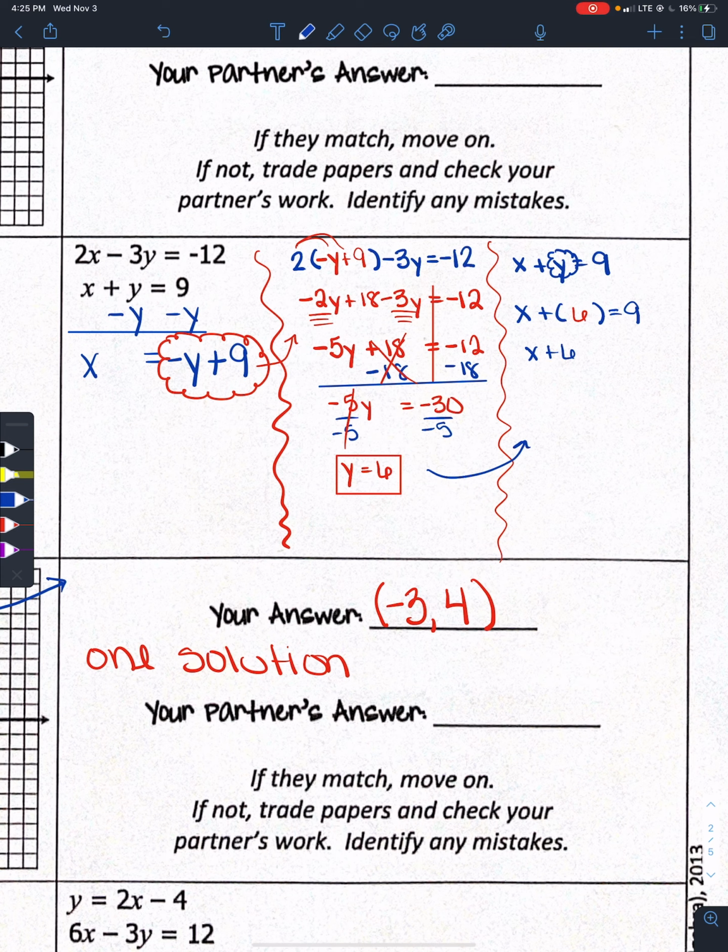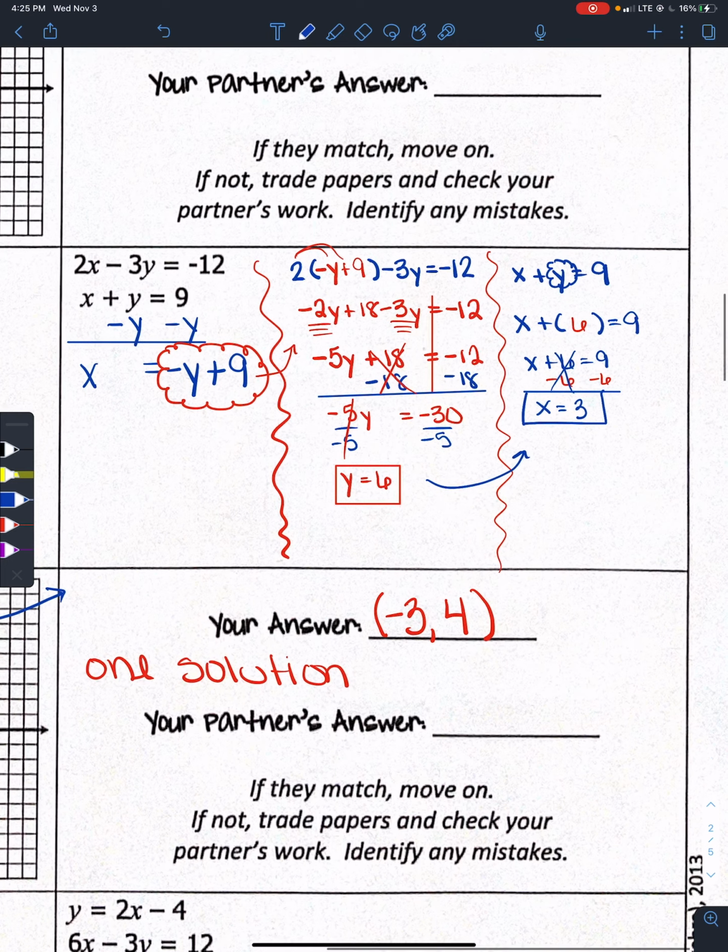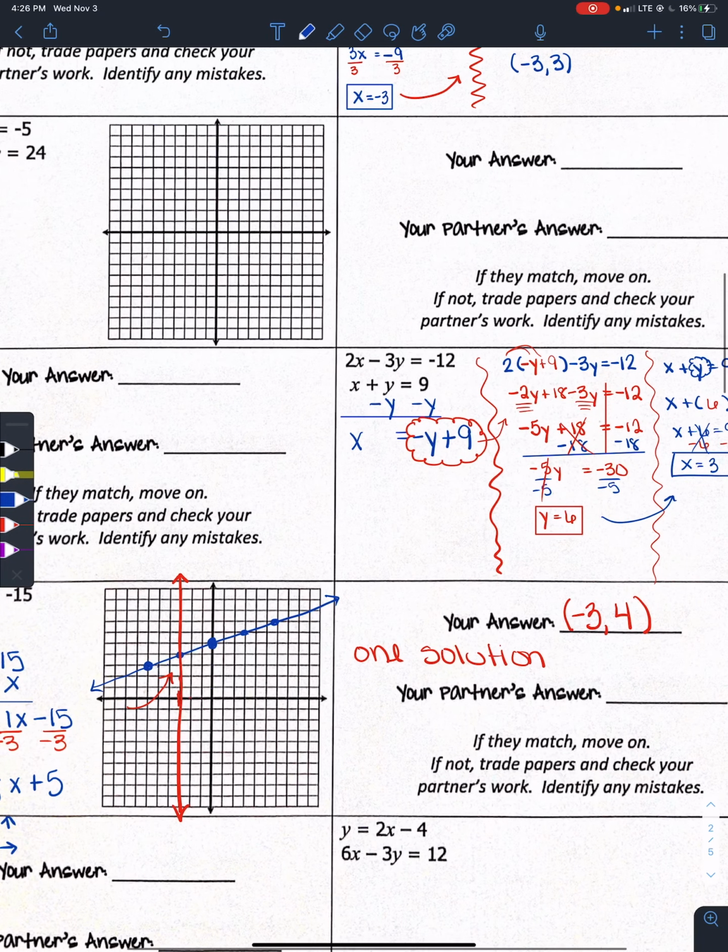So x plus 6 equals 9. Subtract both sides by 6. And we get x equals 3. So in this case, it is, again, one solution because we have an x value, we have a y value. And our answer is 3, 6.